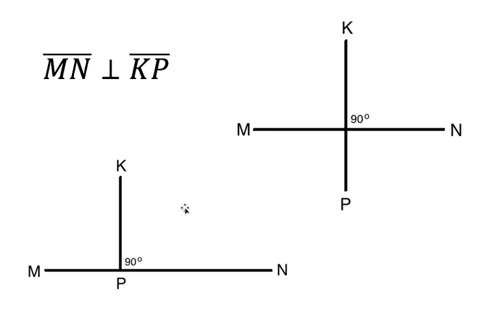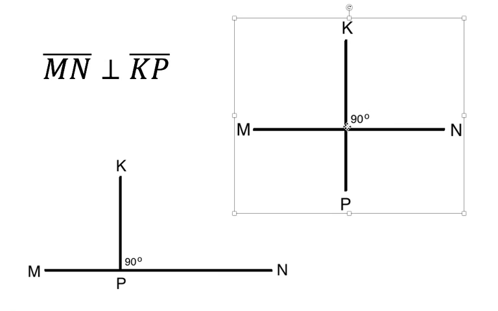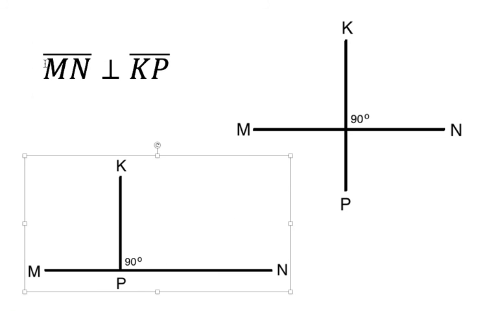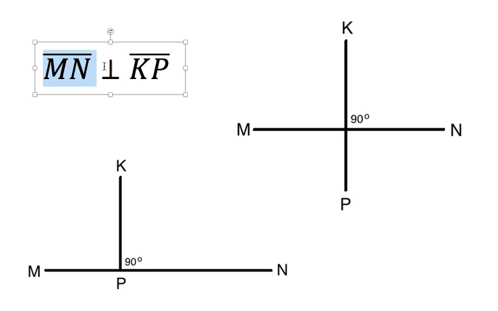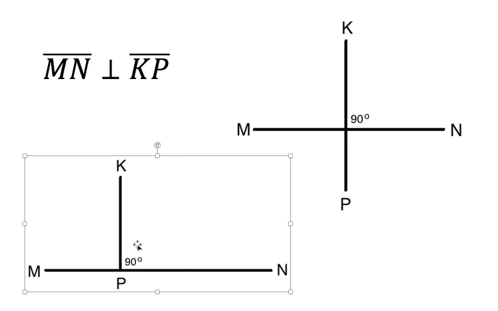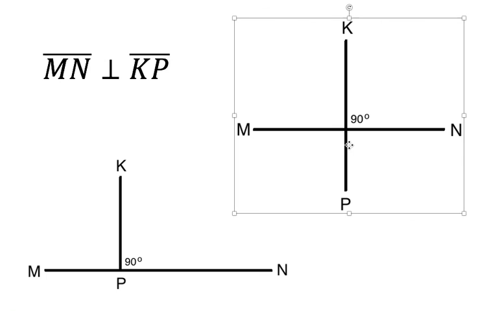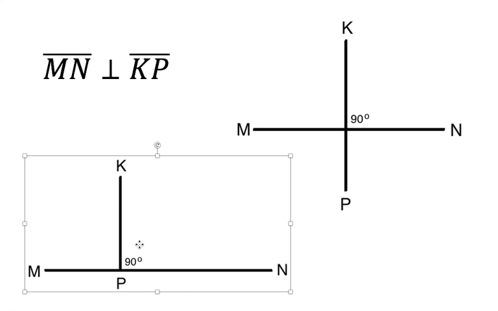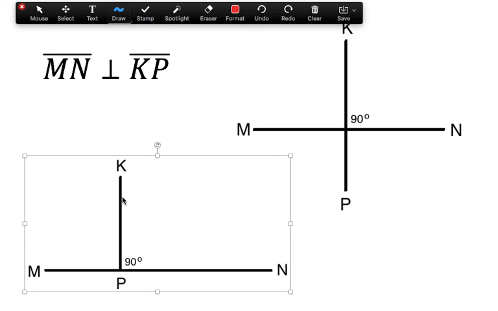So this is two examples where line segment MN is perpendicular to line segment KP. In this example down here, they just touch at 90 degrees, and here the two cross each other. It doesn't matter whether they cross all the way through or they just touch, as long as where they meet it is a 90-degree angle. Then the two are perpendicular.